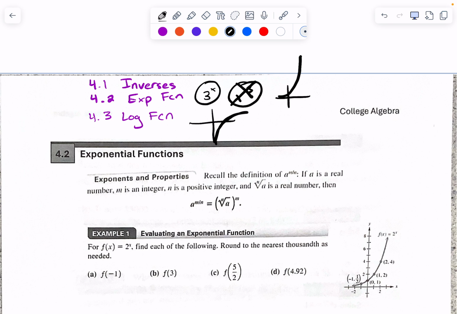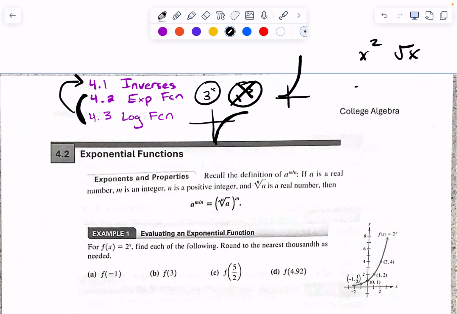Why these three sections? Why inverses and then all of a sudden we do exponential functions and log functions? Because they want us to start doing trig? Not quite. We will get to trig though. Exponential functions and log functions are inverses of each other, right? An inverse means to undo something, right? Like the inverse of x squared is the square root of x.